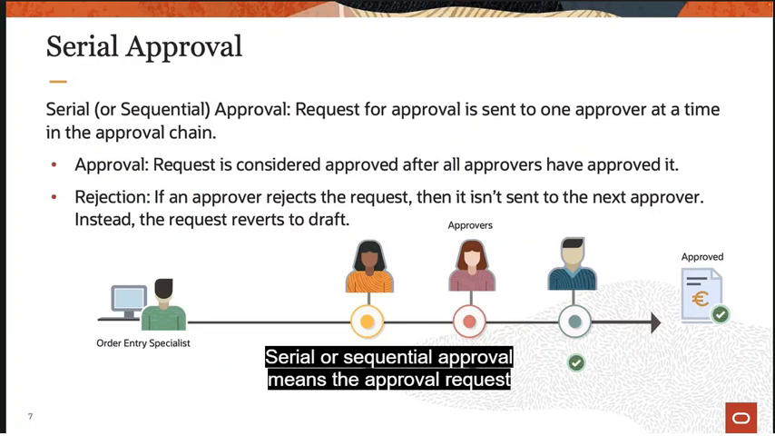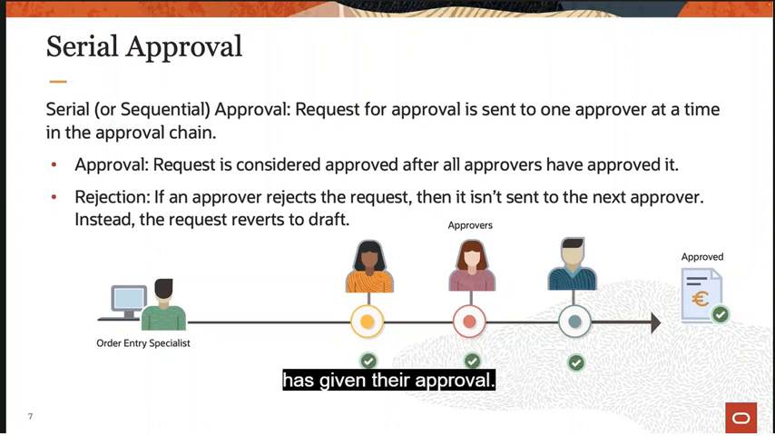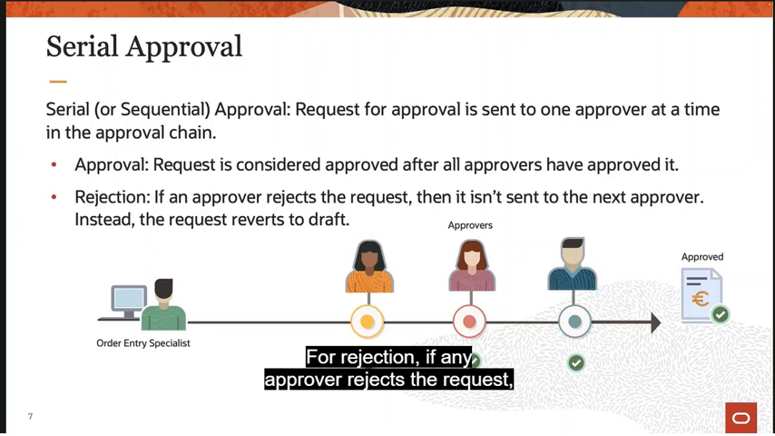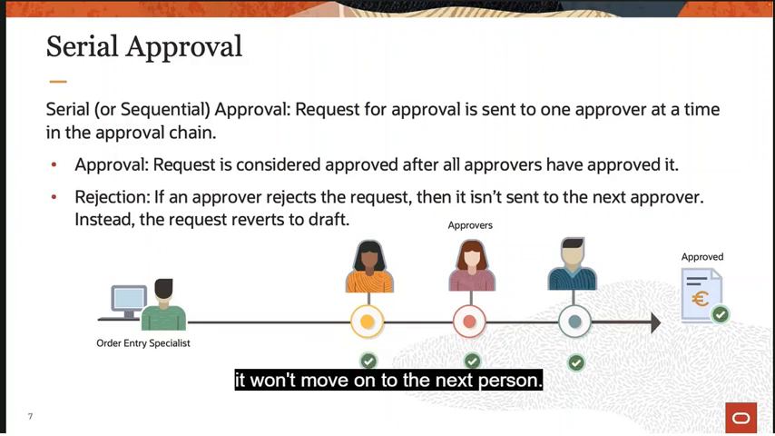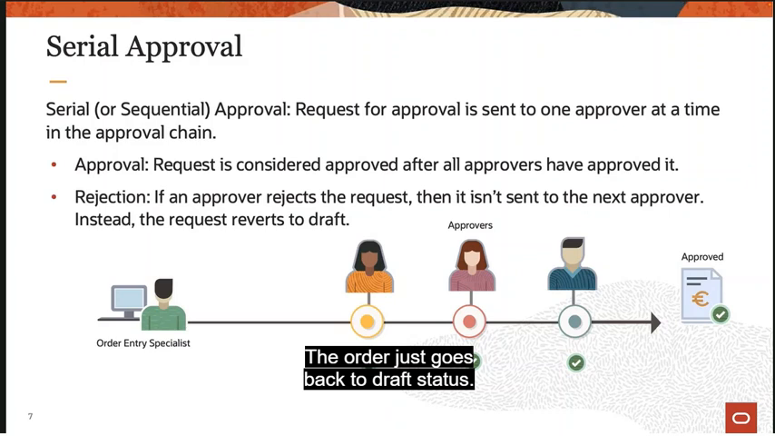Serial or sequential approval means the approval request goes to one approver at a time, following the approval chain. For approval, the request is approved only after everyone in the chain has given their approval. For rejection, if any approver rejects the request, it won't move on to the next person. The order just goes back to draft status.